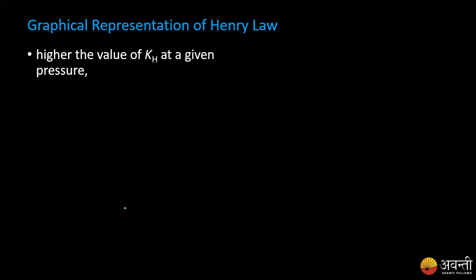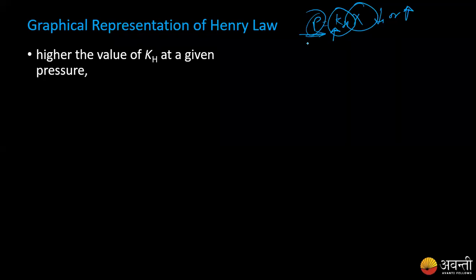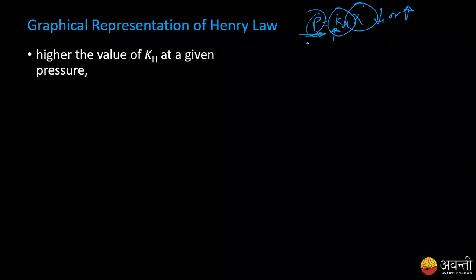The graphical representation of Henry's law states that if you have a higher value of kh at a given pressure, this is the Henry's law equation, P = kh x. This is high, this is constant, so will x be high or low? kh is high, pressure is constant. X जो है वो high जाएगा या low जाएगा?